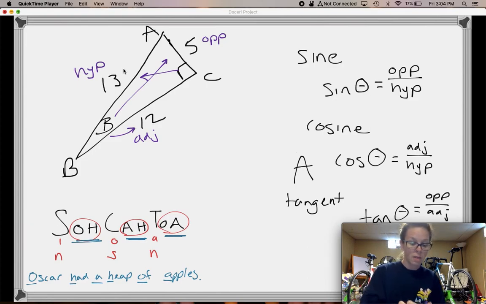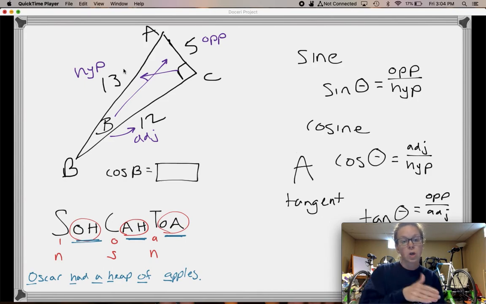All right. And then let's say on this one, it's going to ask us to find the cosine of beta. So CAH, from SOHCAHTOA. What it wants us to find then is the adjacent over the hypotenuse. The adjacent in this one is the 12, and the hypotenuse is the 13. So we just type into the box 12 over 13, and we have found the cosine of the angle.